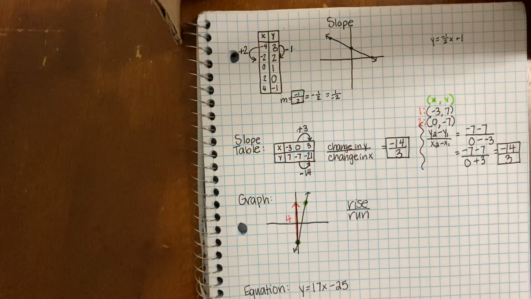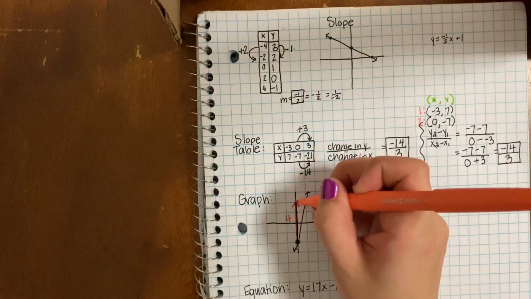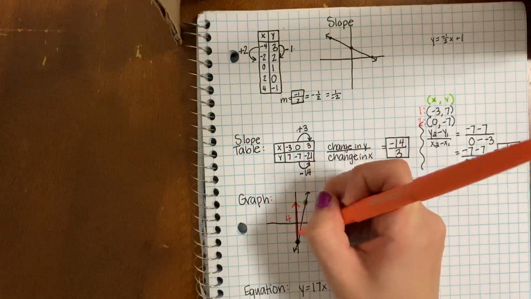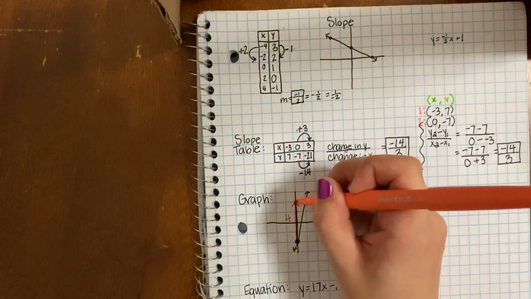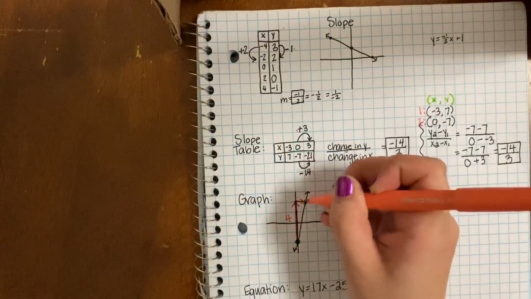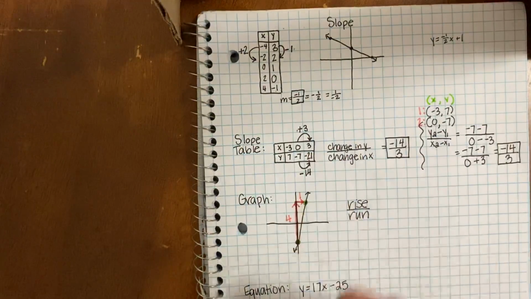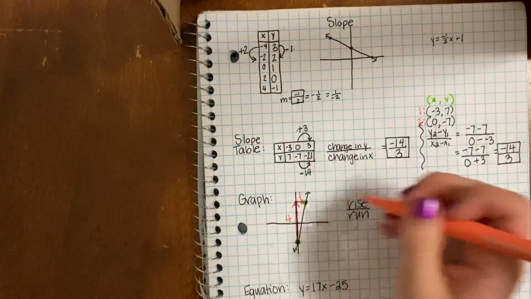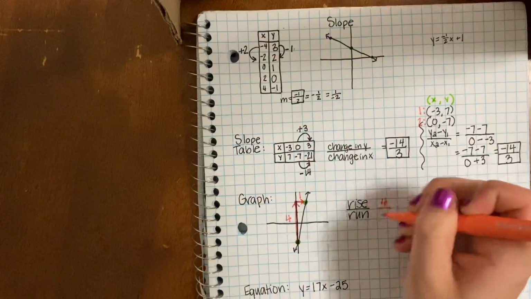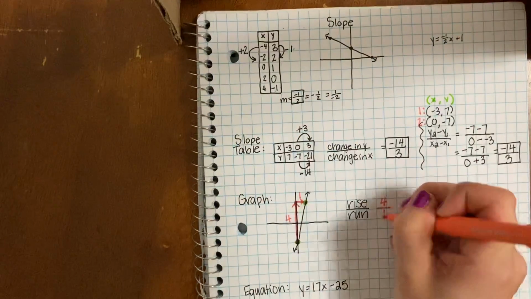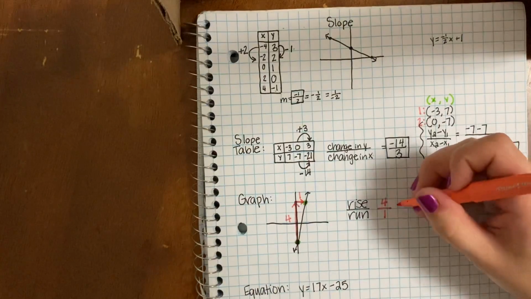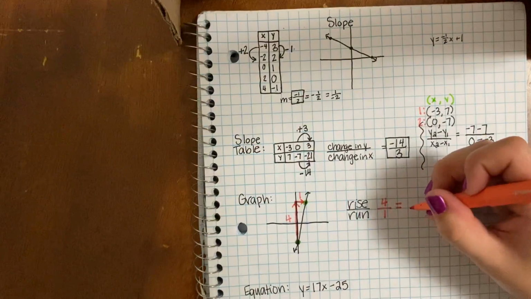Now, once I'm on the same level, I need to then turn my race car, or whatever you're envisioning when you do this, to the right. And I end up going 1 unit to the right. So I rise 4, and I run 1. But wait a second, what's 4 divided by 1? That's just 4.